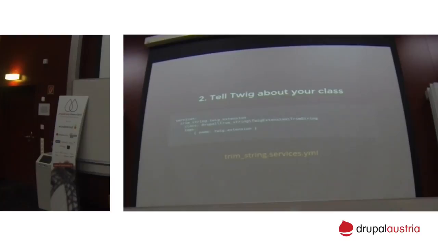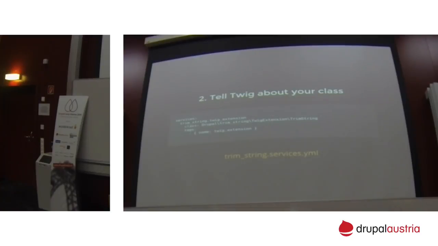The second thing you need to do is tell Twig about your class. This happens by using the services.yaml file inside your modules. This is actually really simple, even though this might sound scary in case you haven't used Drupal 8. The first lines are really simple. The first one is always there. It is just a key for services because that's an array. The second one, trim_string.twig_extension, is the ID of my service. So you can put anything. You can put a thousand kittens or whatever. It can be whatever you choose.